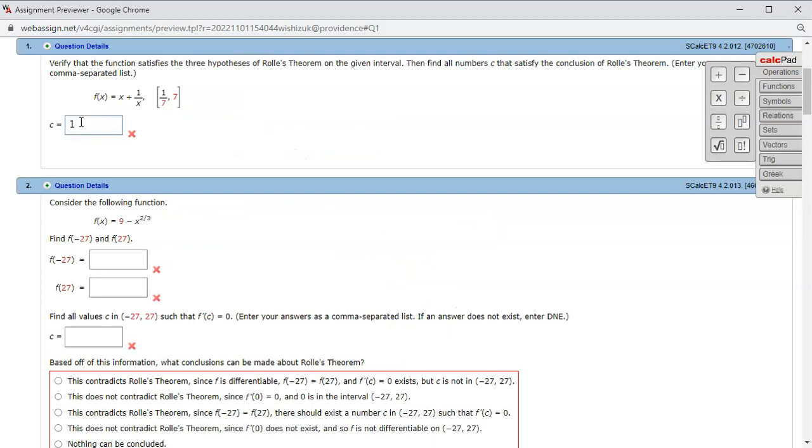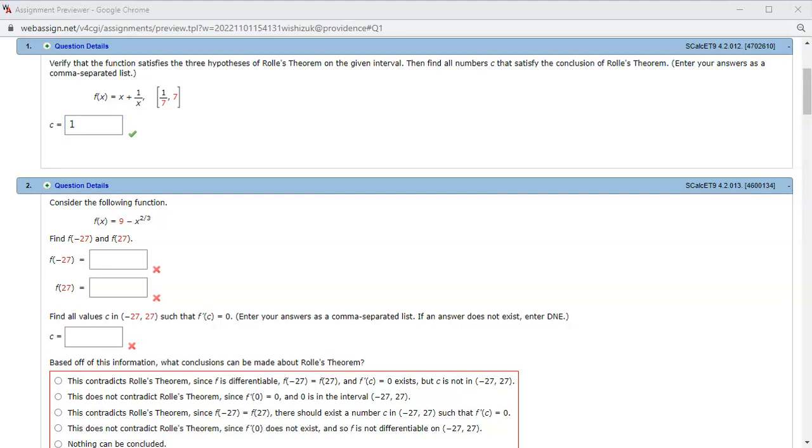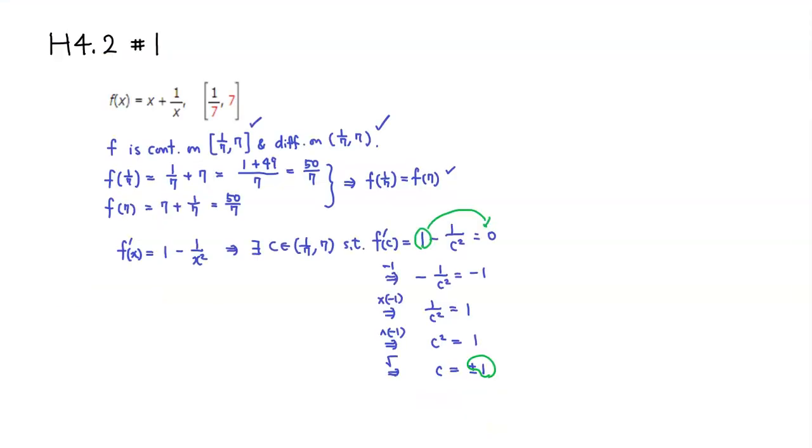All right, let's check the answer. All right, I came back and it looks like we got this one correct. All right, that's it. I hope that this was clear.